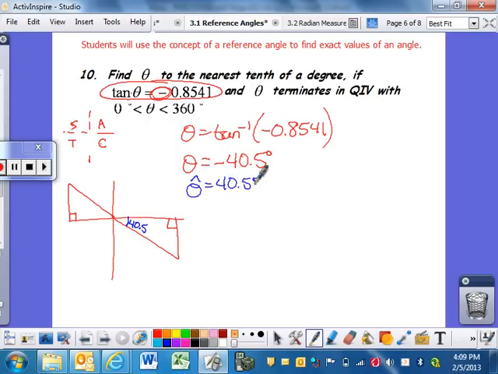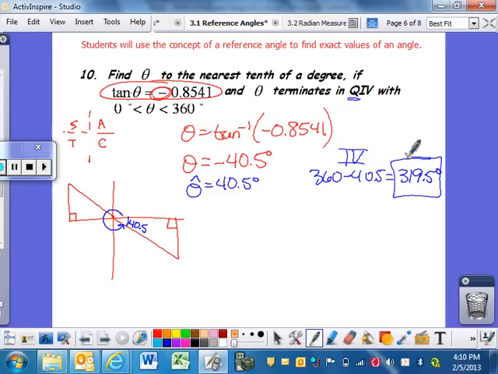Okay? The fourth quadrant answer, if I ask for the fourth quadrant, which I do, you would end up doing what? It's 360. I'm not quite all the way around though. I'm 40.5 degrees shy of getting to 360. So if you take 360 minus that 40.5, you would get 319.5 degrees. So that's the quadrant 4 terminal side answer.